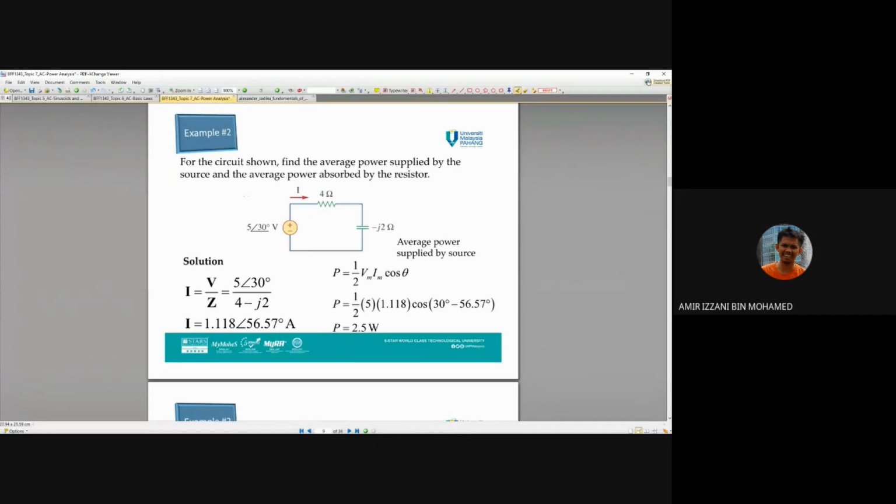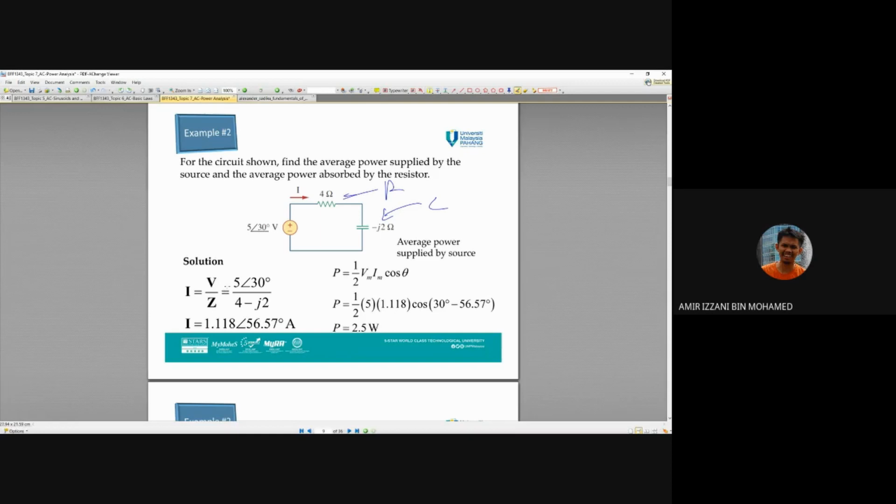Okay, let's take a look at this example 2. We have a circuit with a source voltage phasor 5 at a 30-degree angle, a 4 ohm resistor, and a minus j2 ohm reactance. So first we get the current, which we'll finally use to calculate the average absorbed power by the resistor.